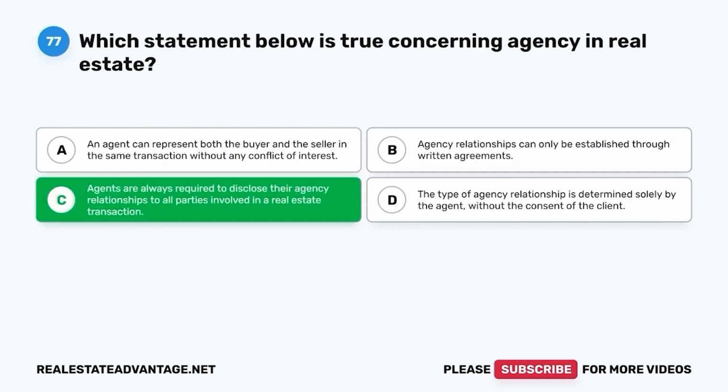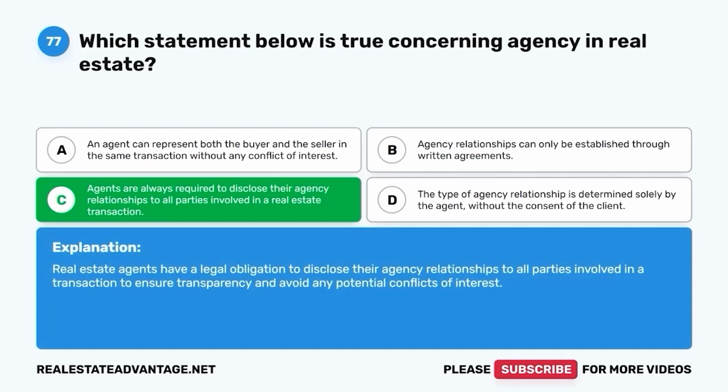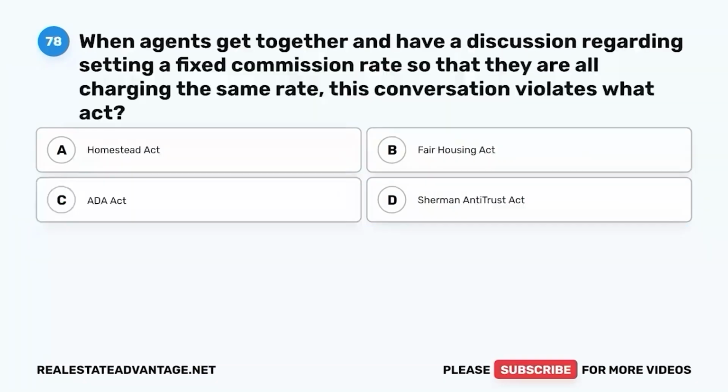Agents are always required to disclose their agency relationships to all parties involved in a real estate transaction. Real estate agents have a legal obligation to disclose their agency relationships to all parties involved in a transaction to ensure transparency and avoid any potential conflicts of interest.